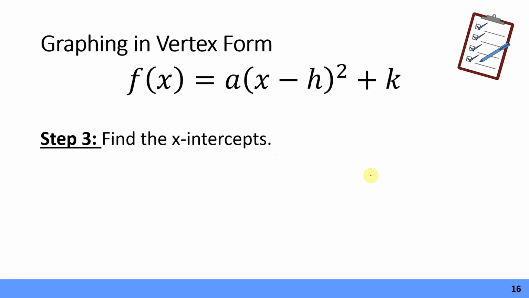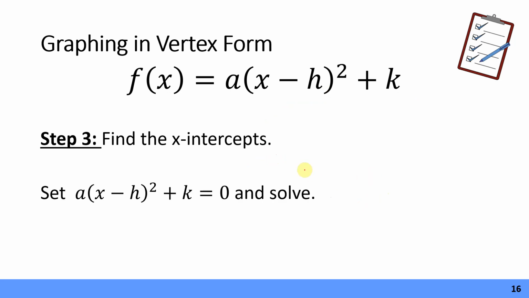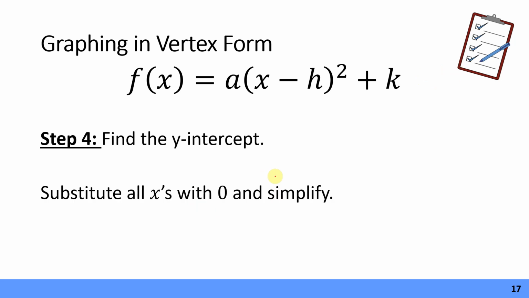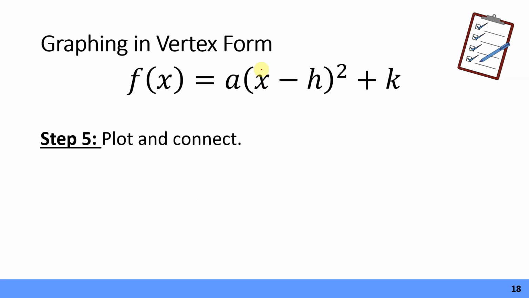All right. Now, for step 3, we're going to find the x-intercepts. And in order to get the x-intercepts, it's just like on the previous one. We're going to set this equal to 0, just like I have it here, and you're going to solve. And again, don't worry. We're going to do an example in just a little bit. Step 4, we're going to find the y-intercept. And again, it's the same procedure. In order to find the y-intercept, you're going to substitute all your x's. So I'm going to put a big fat 0 here and then just calculate. And that's going to give you your y-intercept.